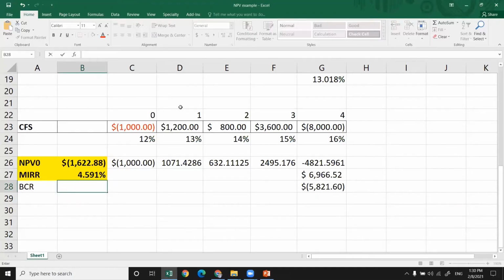Okay, the last thing that we talked about, the benefit cost ratio, is using the present value of benefits over present value of cost. This is how we do it, and that will give us the benefit cost ratio. So actually we will sum cash flows and divide by the investment cost, the first initial year. Please be careful.